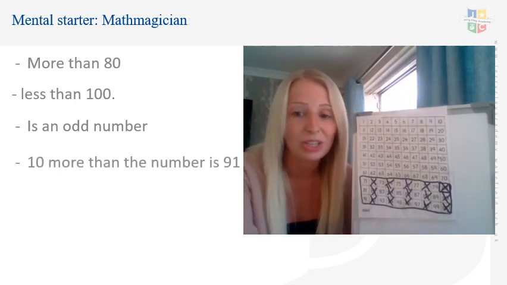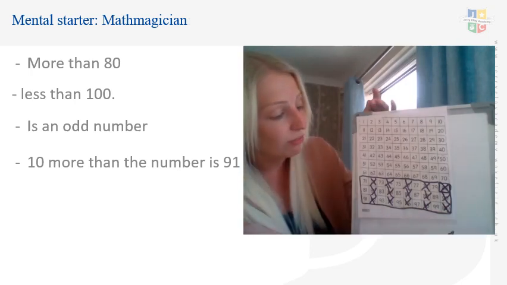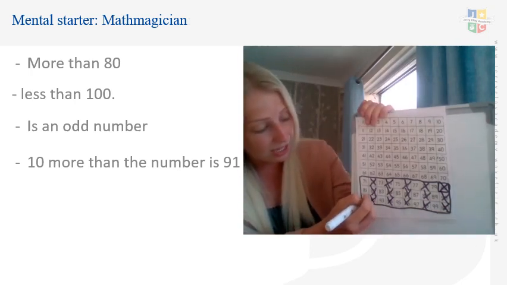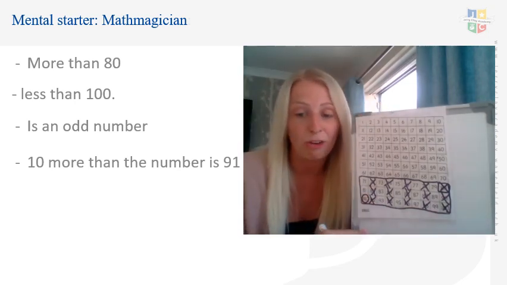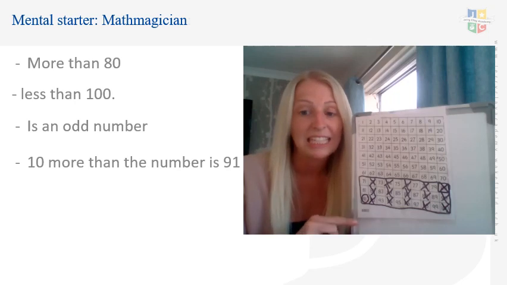And finally, my last clue, 10 more than the number is 91. So I'm going to find 91. Here it is. So that's 10 more than the number, so I need to find 10 less. I'm going to go 10 backwards.